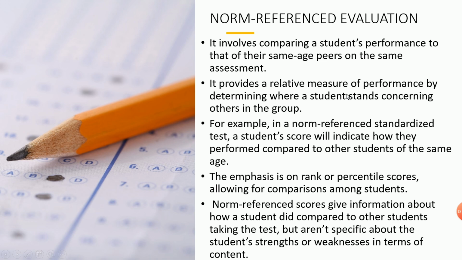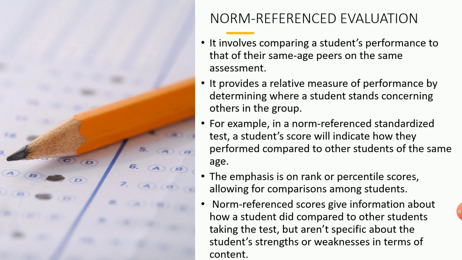So that is the main one. For example, a student's score will indicate how they performed compared to other students of the same age. So this emphasizes rank or percentile scores. Here the main problem is, though norm referenced scores give information about how a student did compared to the other students, they aren't specific about the student's strengths or weaknesses in terms of the content. ஏன்னா நம்ம ஒரு rank வச்சு, like I said, they might have some certain issues of their own, so they could not perform efficiently in the exam.